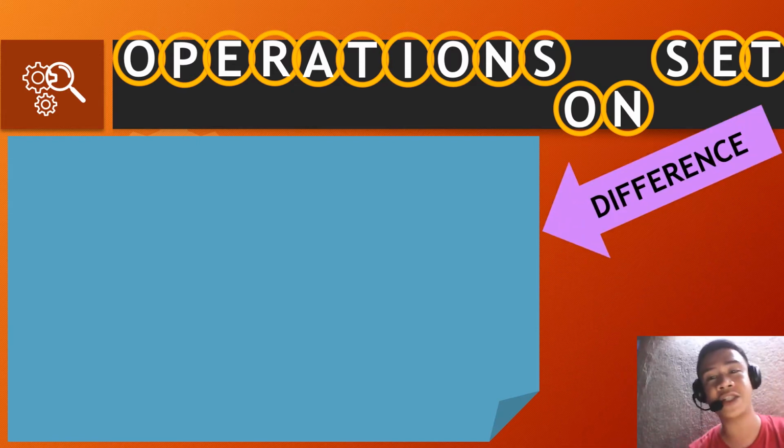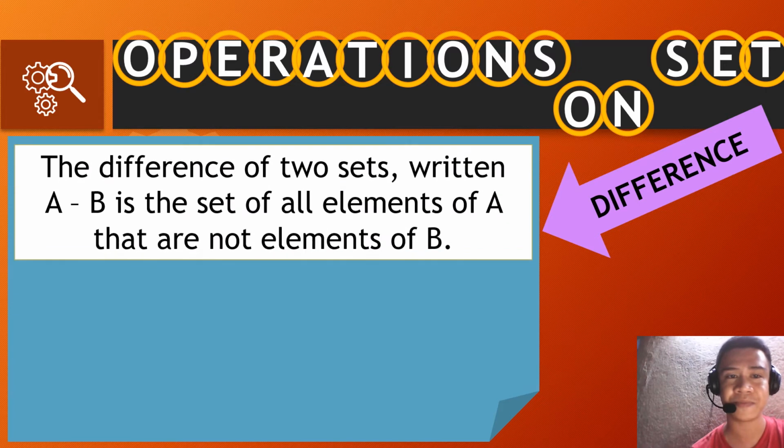Next operation is difference. Because sa fundamental operations of arithmetic, we have four. We have the plus, minus, addition, subtraction. We have multiplication and division. Sa operation on sets, nandito si subtraction or difference. The difference of two sets. What is the statement under difference?